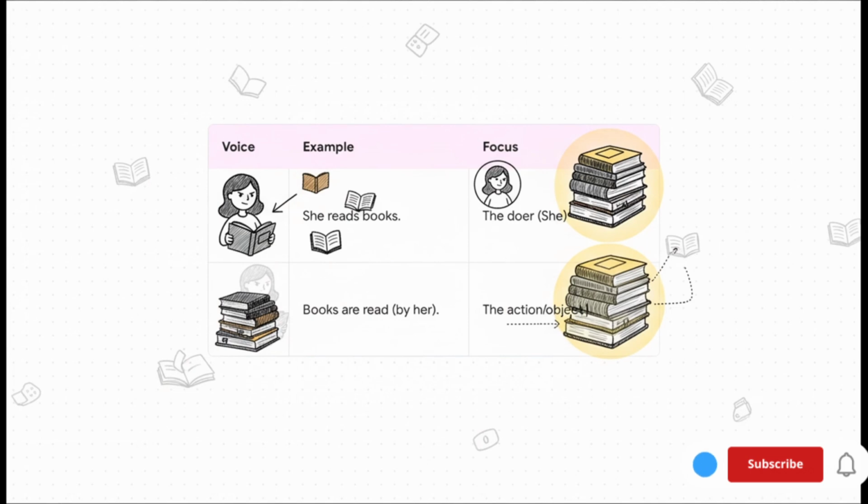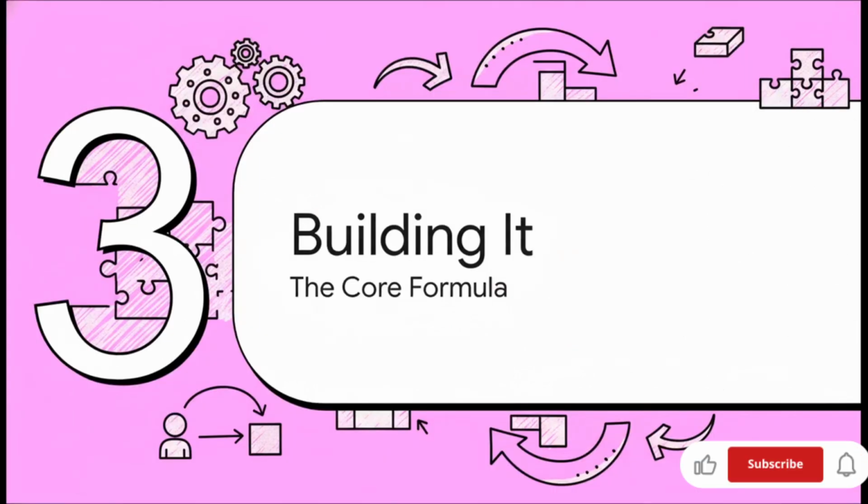And this comparison right here shows that shift perfectly. Check it out. In the active voice, she reads books. Who's the hero? She is. But when you flip it to passive, books are read, boom, the focus jumps right over to the books. And the original doer, she, kind of becomes an optional extra that you can tag on at the end with the word by.